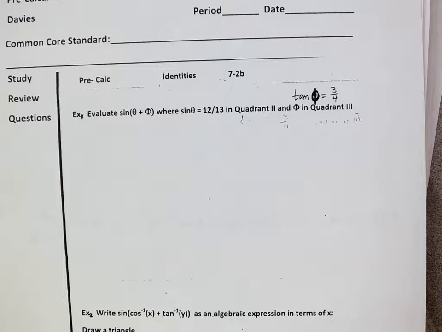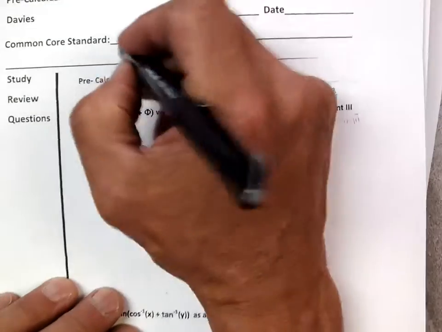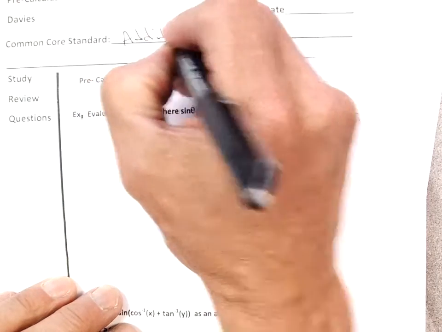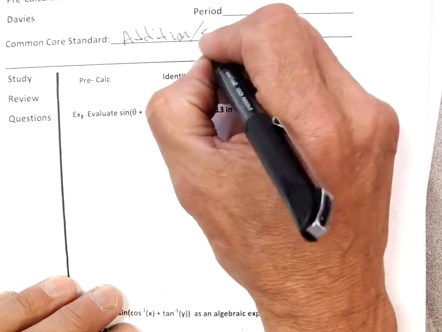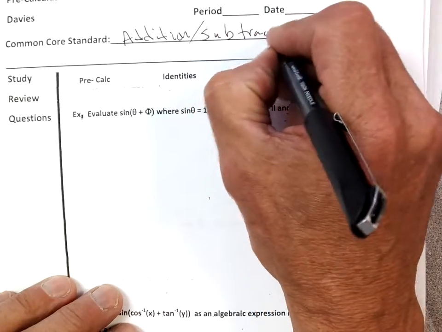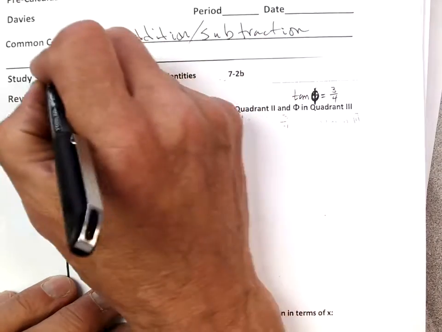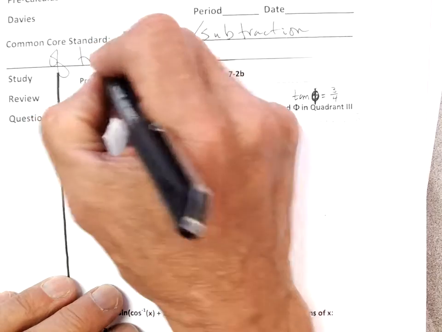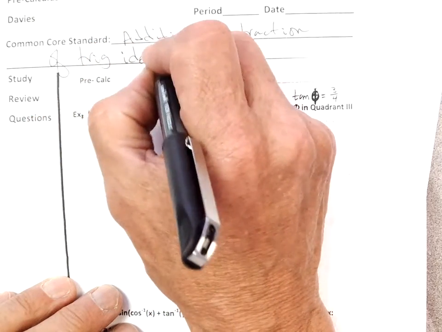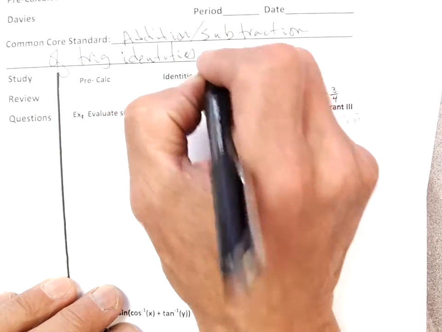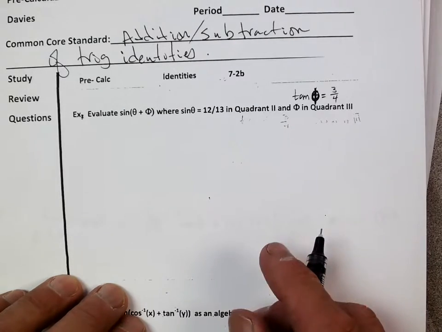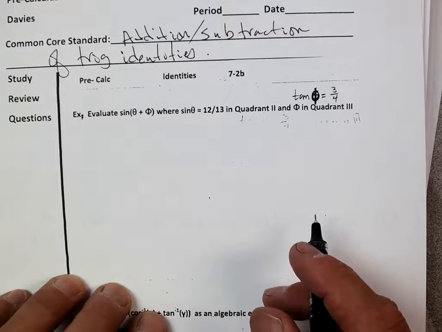So today we're doing a couple of things, still the same section. Yesterday we talked about addition or subtraction of trig identities. Okay, and today we're also talking about combining. So we're going to be combining terms.